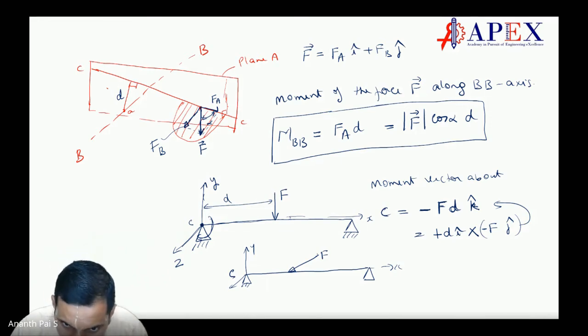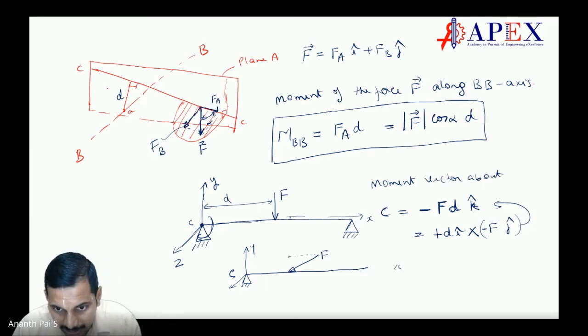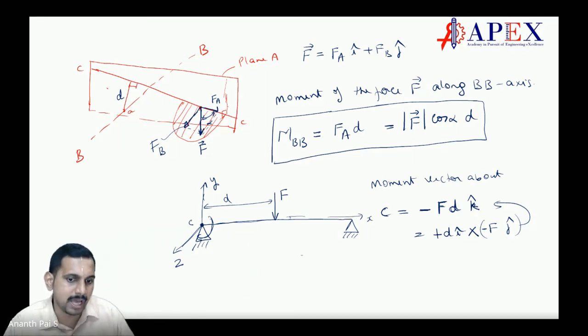Now another point. If you have to do this, then what happens? I'll put it in the next slide. Please write this down. This particular concept, when it is at an angle to something, what will happen? We will see in the next slide.